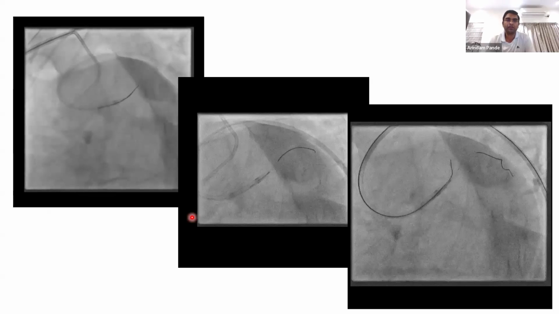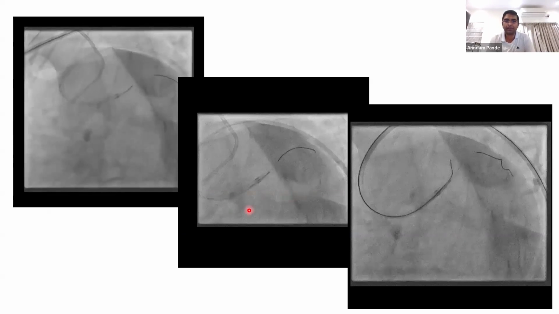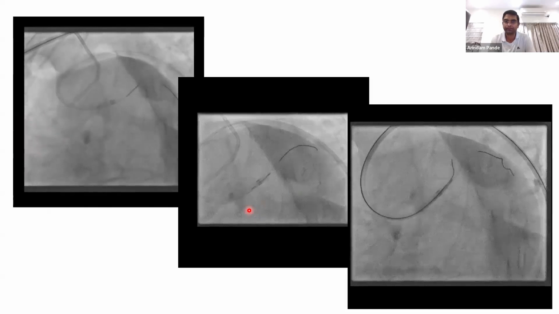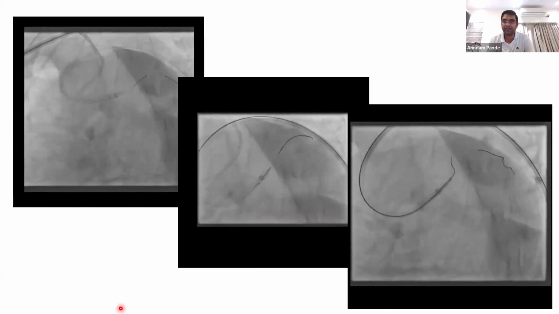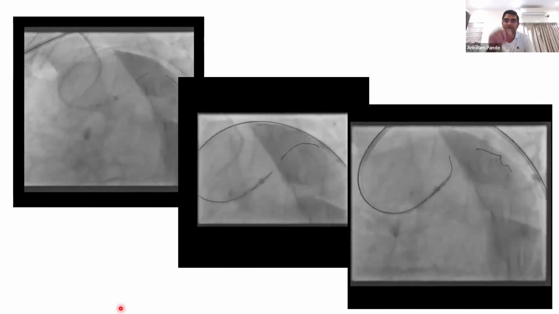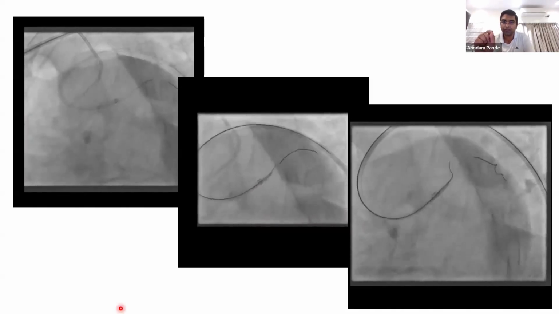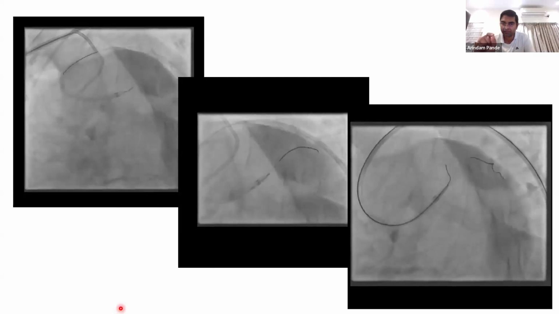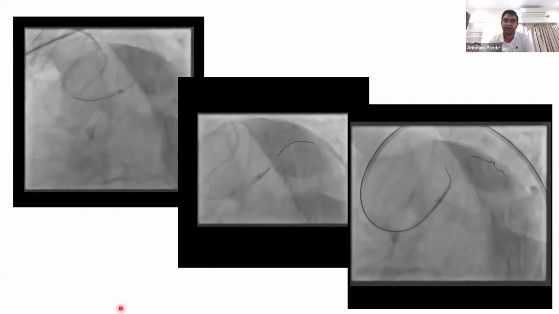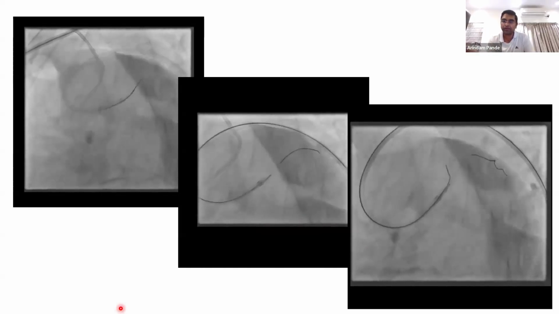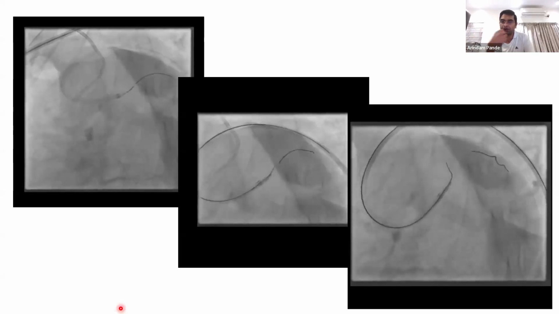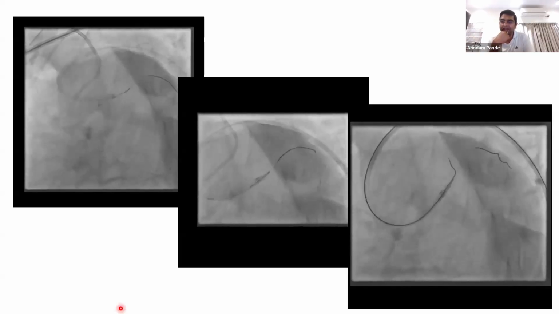We have taken the first wire to the ramus, then the second wire. You can see how we are taking the second wire. Initially, the second wire went to the circumflex because it was going to the proximal mid portion. Then we withdrew it and gave a 180-degree torque. Then it went to the exact location where we wanted to negotiate the wire.